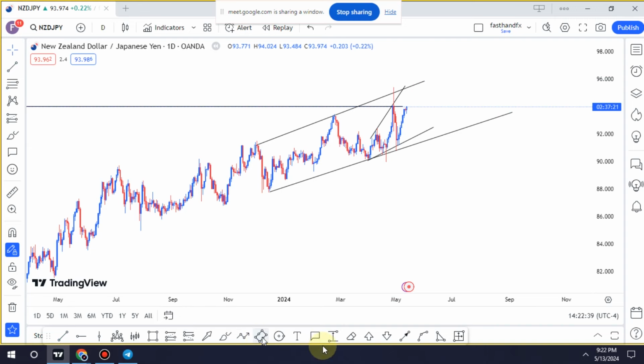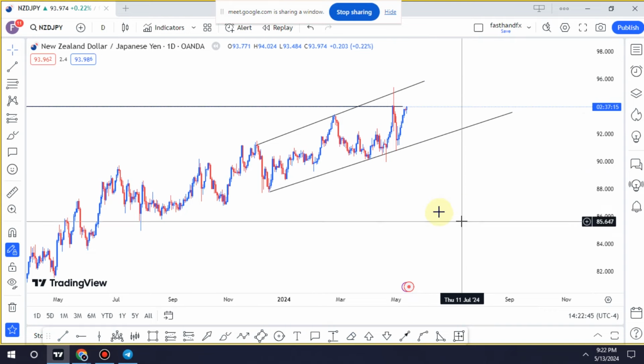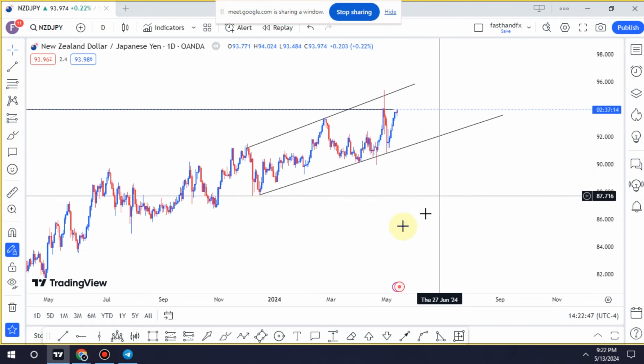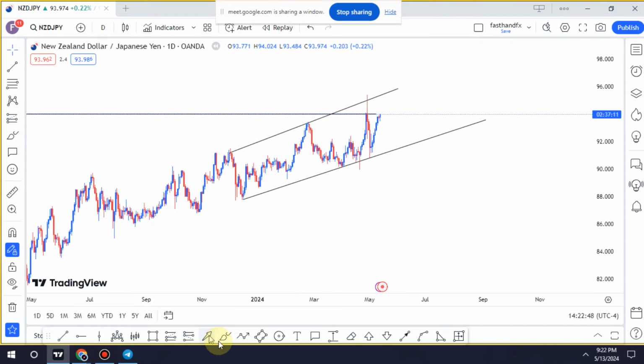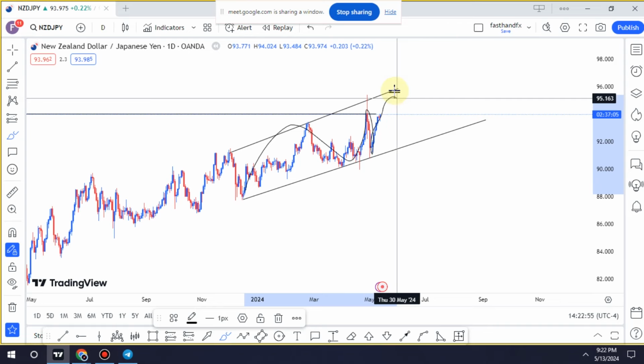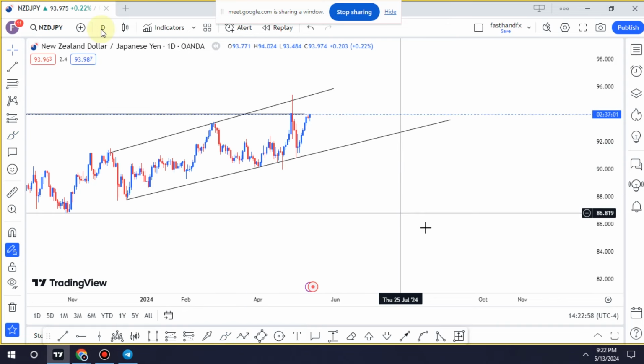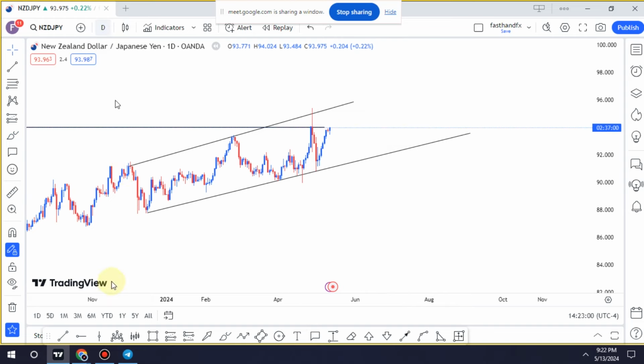Let me remove the trends that we did draw from the 1 hour, I think the 4 hour, something like that. So this is what we have based on the daily. We see we had an impulse and a correction, so I believe the price is trying to continue its upward movement. So let's go to the 4 hour now.